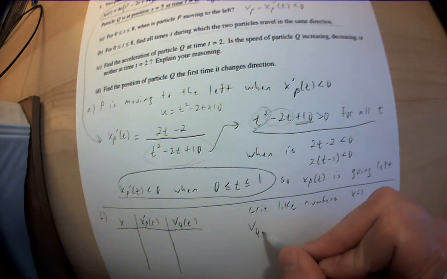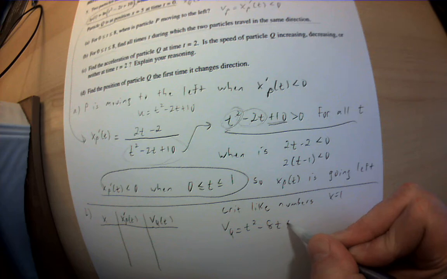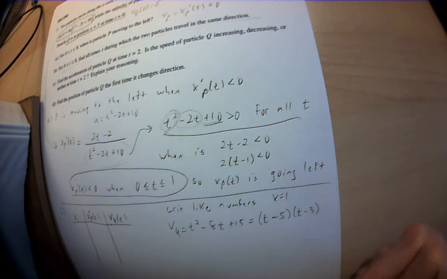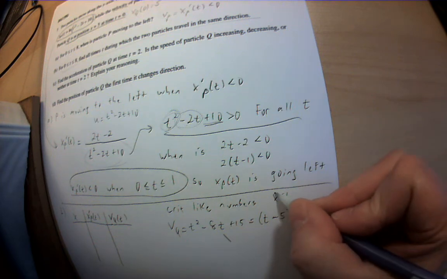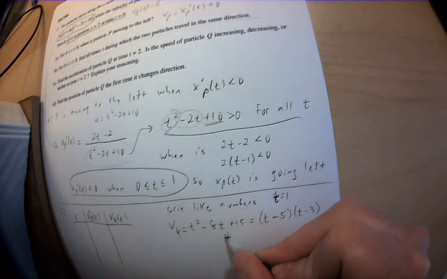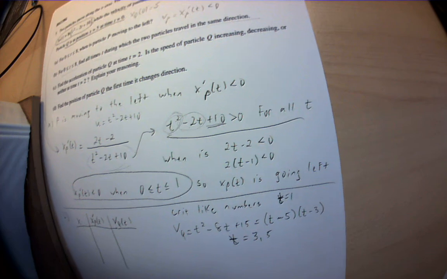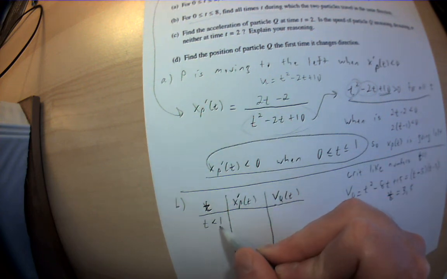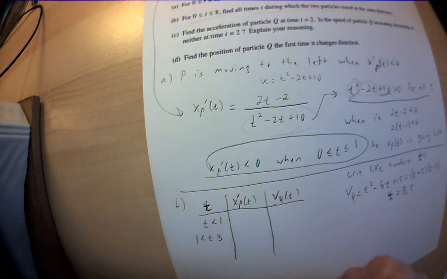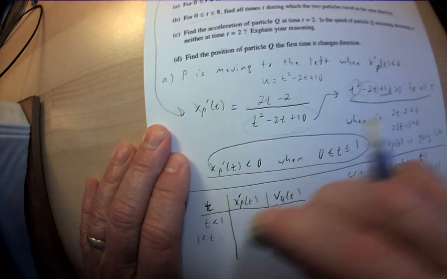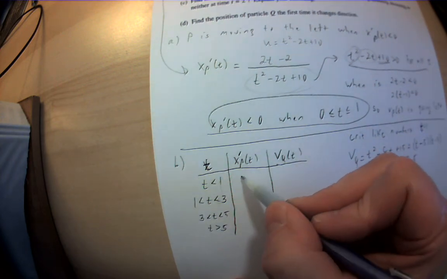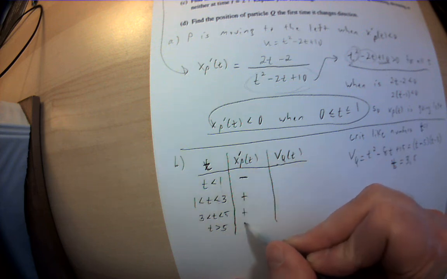So vQ equals t squared minus 8t plus 15, that equals (t minus 5)(t minus 3). So this has critical numbers when t equals 3 and 5. So I'm going to make my little table here, and these should all be t's. I've got t's less than 1, t's between 1 and 3, t's between 3 and 5, and t greater than 5. So x prime P of t, we already showed in the first part, is negative when you're less than 1, and positive otherwise.